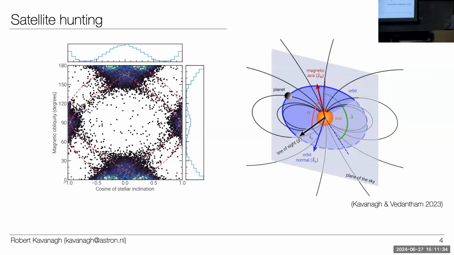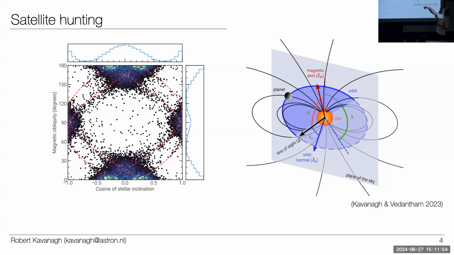Another thing I've spent some time thinking about in the last couple of years is how the magnetic fields of stars facilitate the detection of exoplanets and satellites. In this figure from a paper from last year, we were looking at what systems are visible a lot of the time in the radio.